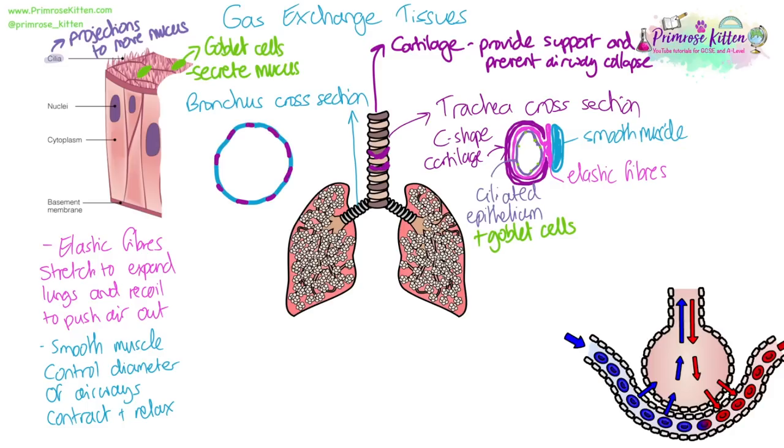Cross-section of the bronchus. This time, the external layer is smooth muscle with small pieces of cartilage within it. It is not a C-shaped ring. Then we have our layer of elastic tissue again, and then again lining the airway is the ciliated epithelium with goblet cells.